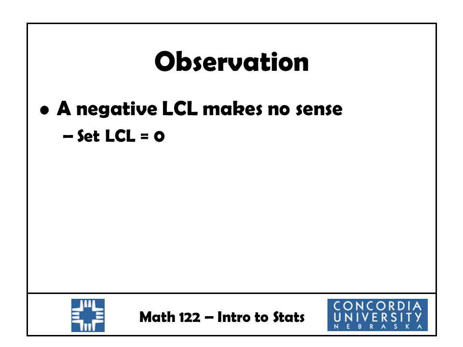Well, let's make a quick observation. A negative lower control limit really makes no sense because you can't have sample proportions that are less than 0, and so we're going to set the lower control limit to 0. That's always going to be the case if we get a negative lower control limit. We simply set it equal to 0.